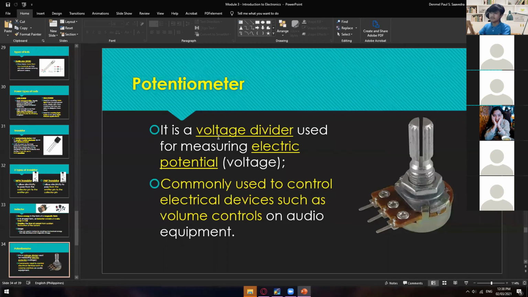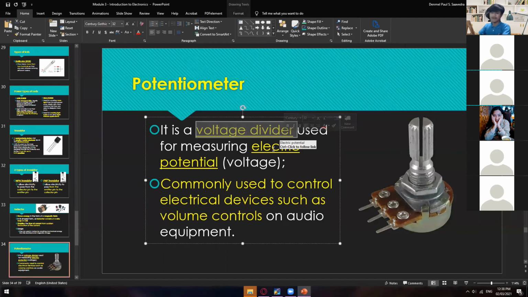But of course, if it can divide the current that is flowing, it can also minimize or control, or it can also allow the current that will pass through. So you can say that this one is our mini controller, to control the amount of current that is passing through your circuit. Commonly used to control electrical devices such as volume controls on audio equipment.